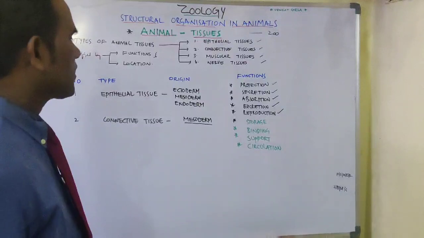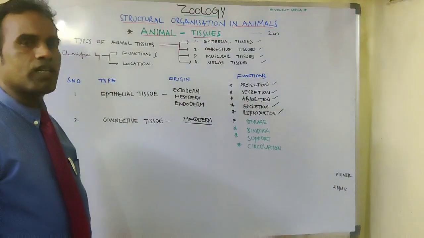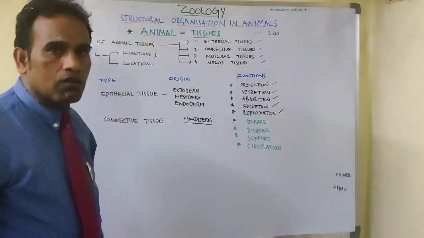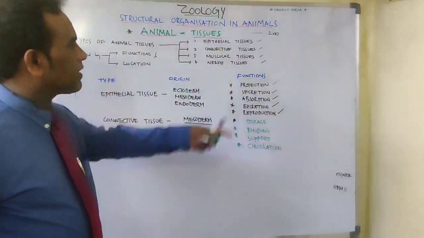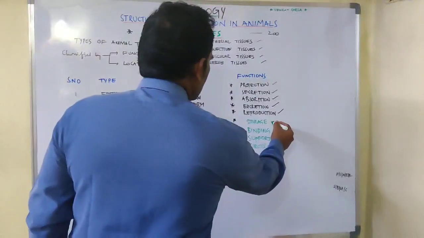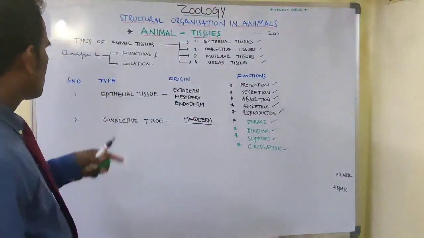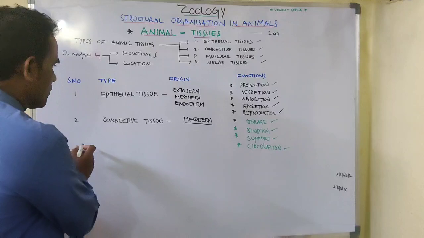These four types of tissues have been found in all the vertebrates and most of the invertebrates also. So storage, binding, support and circulation are the major functions of connective tissue.